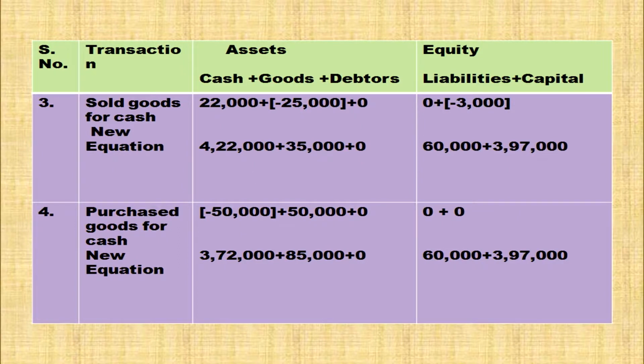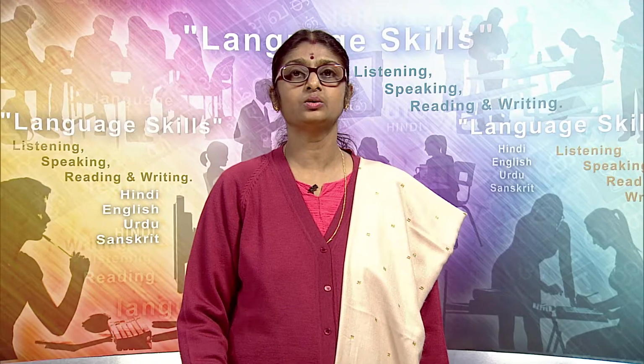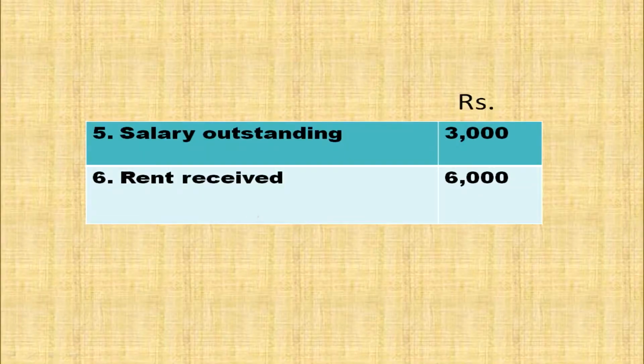Coming to another transaction, purchase goods for cash. Goods are increasing, so in the goods column plus 50,000. Cash is going out, minus 50,000 in the cash column. The new accounting equation will come with cash 3,72,000, goods worth rupees 85,000 and liability 60,000 plus capital 3,97,000, which is 4,57,000. Salary outstanding, another transaction.